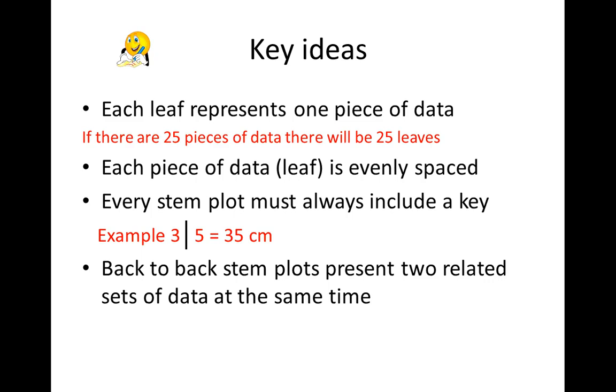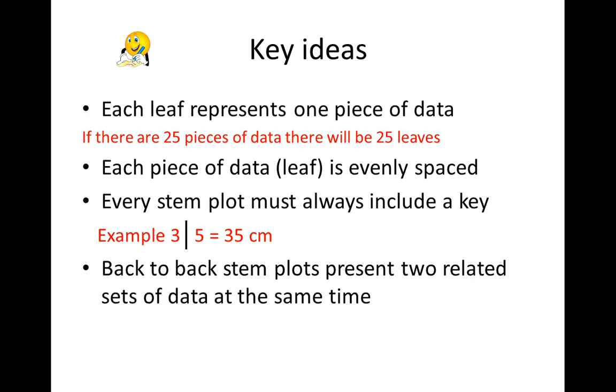Okay, so what were the key ideas from today? Each leaf represents one piece of data. So if there's 25 pieces of data, there will be 25 leaves. Hopefully you noticed from the stem and leaf plot that I created on the page before that each piece of data or each leaf is evenly spaced. I haven't crammed some in together. I've imagined a particular spacing in between each number there.